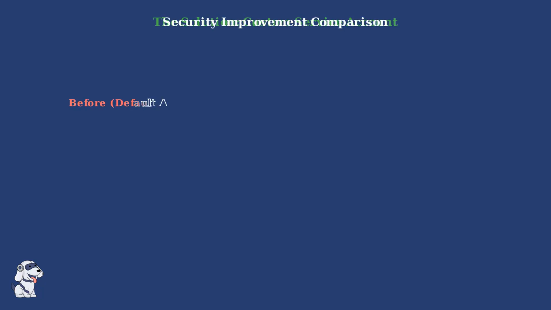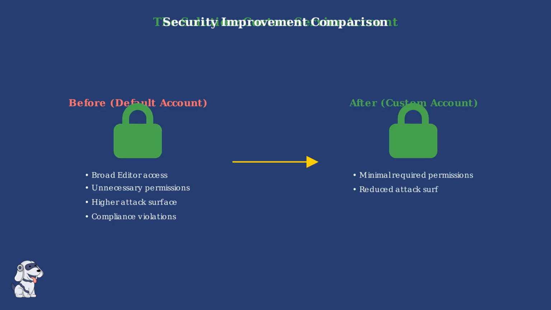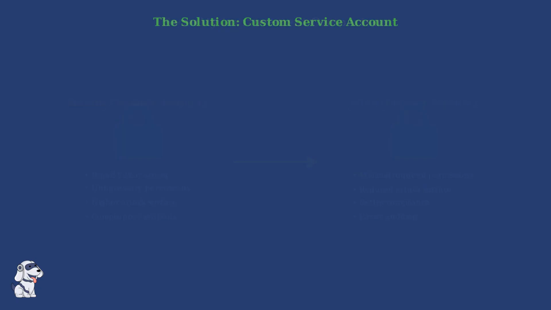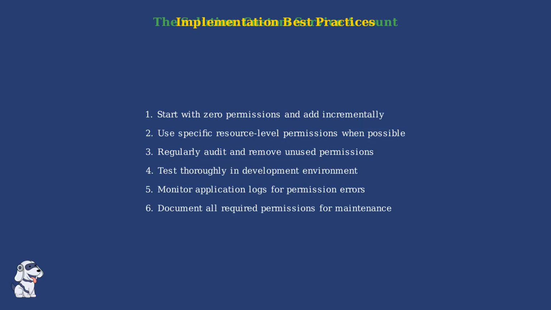This comparison illustrates the significant security improvement achieved by implementing least privilege. The custom service account approach reduces the attack surface, improves compliance, and makes security auditing much more manageable. Following these implementation best practices ensures that your least privilege approach is both secure and maintainable. Remember to start with minimal permissions, test thoroughly, and maintain proper documentation for ongoing security management.